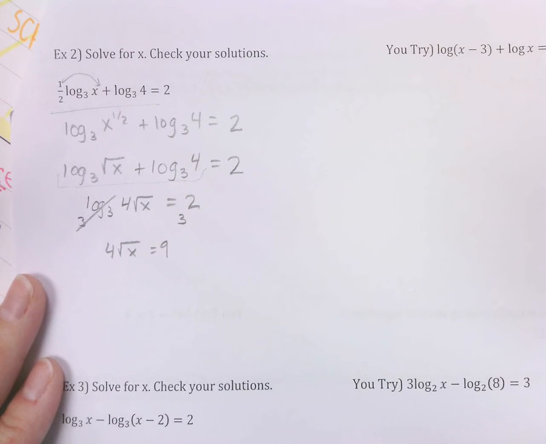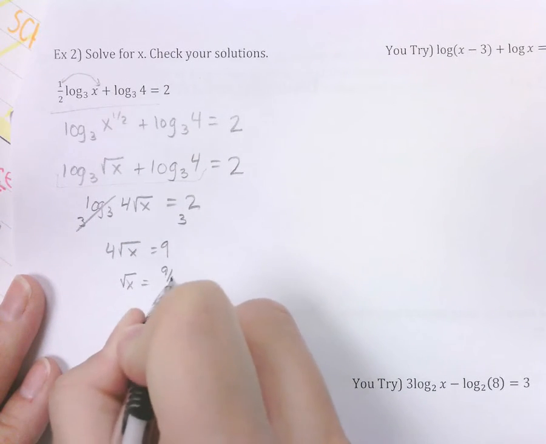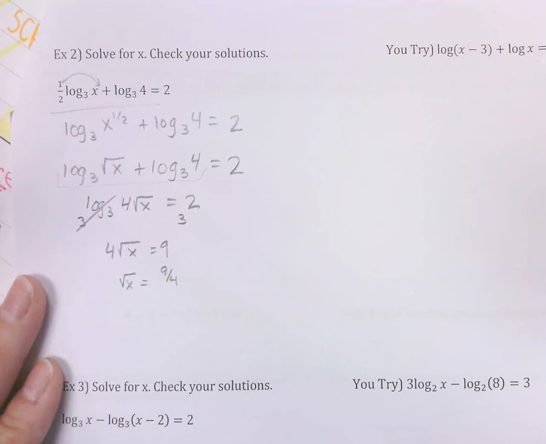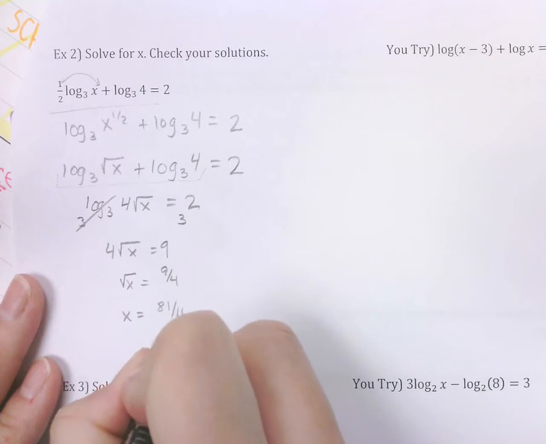And then this is a square root equation. So to solve, we need to divide by 4. So I get 9 over 4. And then I'm going to square both sides. So I get 81 over 16.